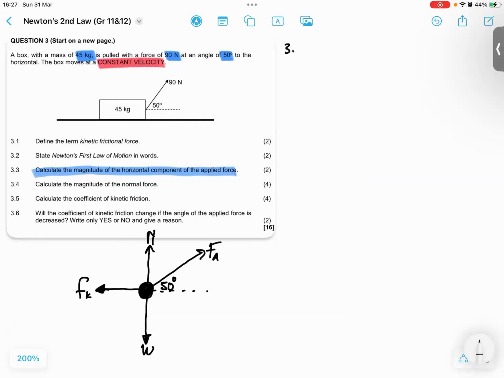So now I'm going to write it here, 3.3. If we look at the horizontal component of the applied force, which is FA parallel, the parallel component. We know that the horizontal or parallel component of the applied force is the applied force itself multiplied by cos of the angle that we have. Now the applied force is given as 90 newtons.